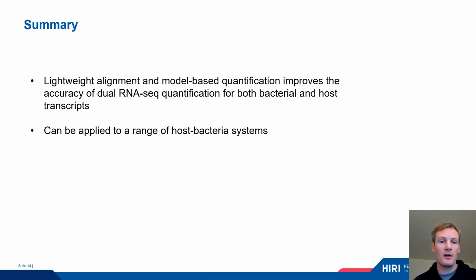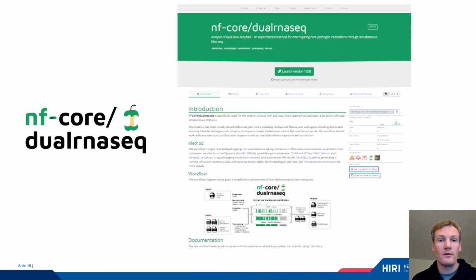So in summary, a lightweight alignment and model-based quantification improves the accuracy of dual RNA-seq quantification for both host and bacterial transcripts. And our pipeline can be applied to a range of host-bacteria systems, as I've shown. The pipeline can be run locally or on a cluster, and it's part of the nf-core project utilizing Nextflow. It's containerized for reproducibility, and it contains comprehensive documentation for initial users, but also for more advanced users as you become more familiar with the pipeline.